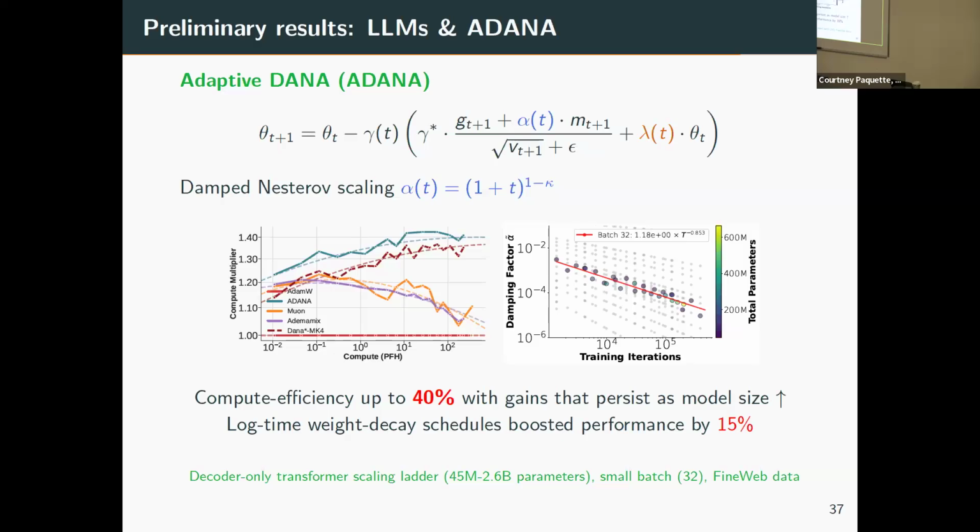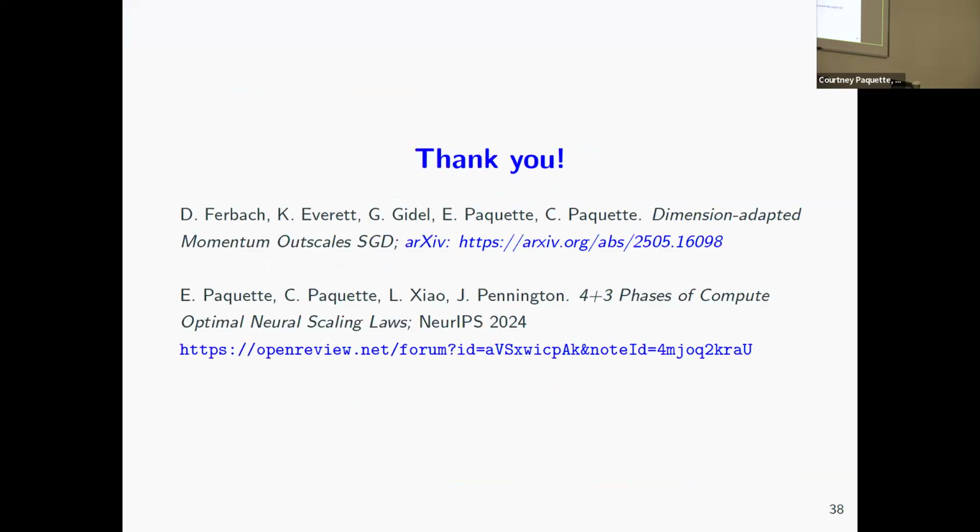Yeah, it was really cool. I would love to do bigger, but I don't have compute beyond 2.6 billion. That's max for me. Anyway, I want to thank you, and this is work of 2 papers. If you have questions, I'm happy to answer them. So thank you.